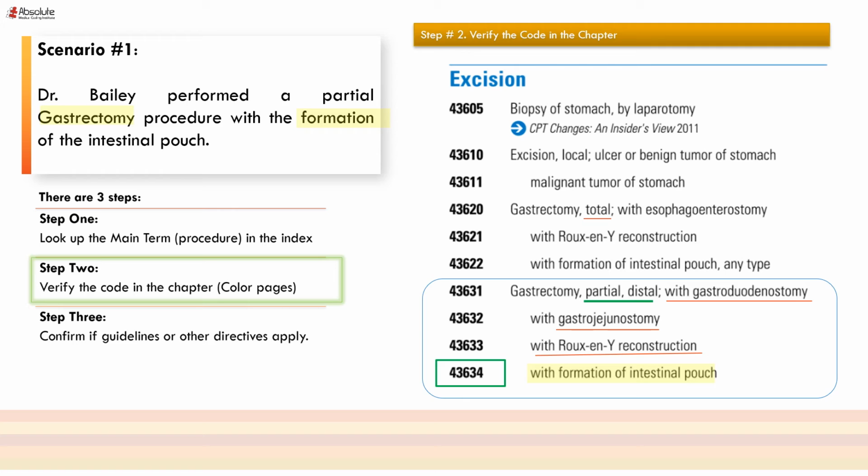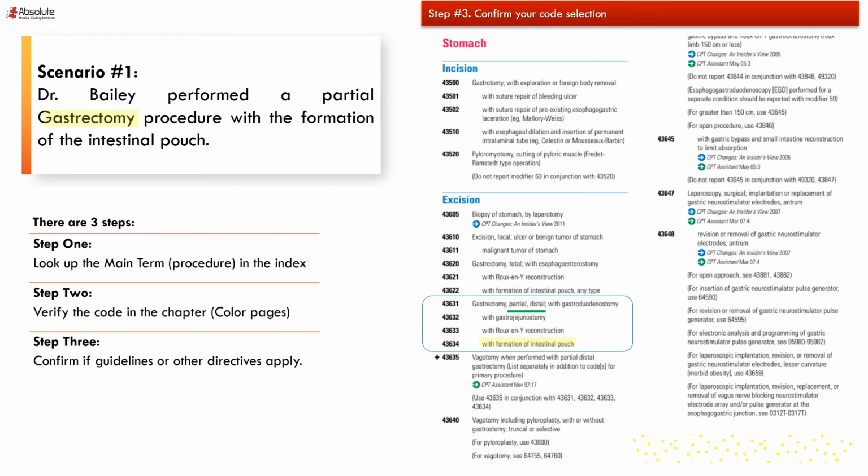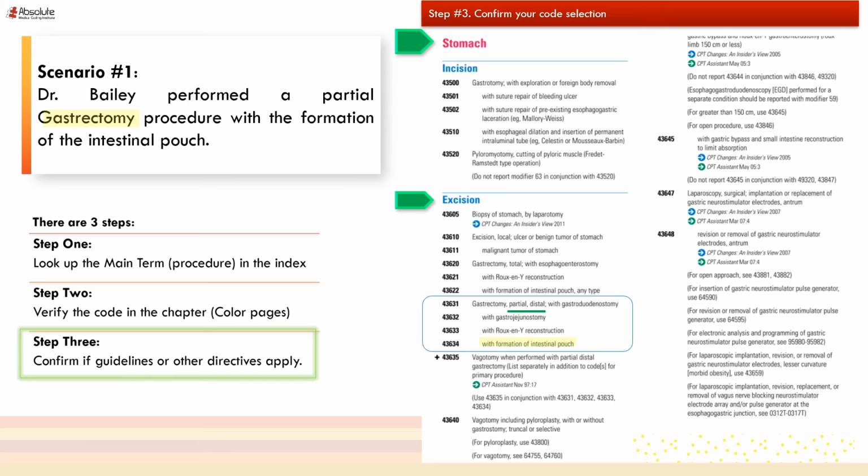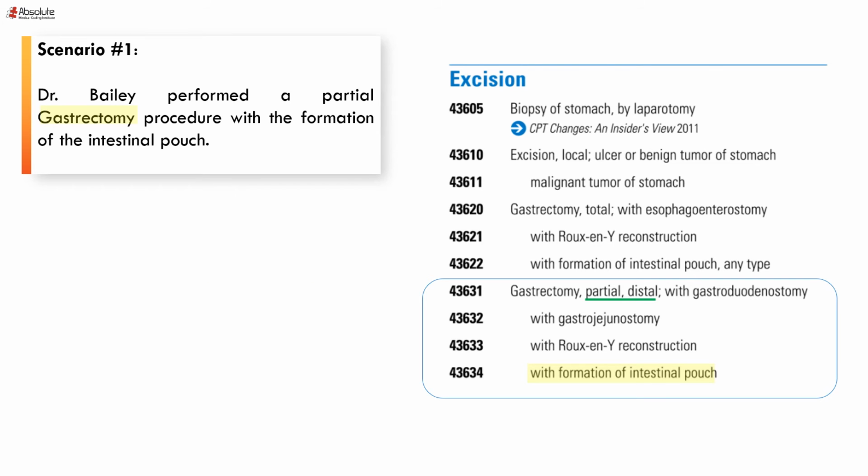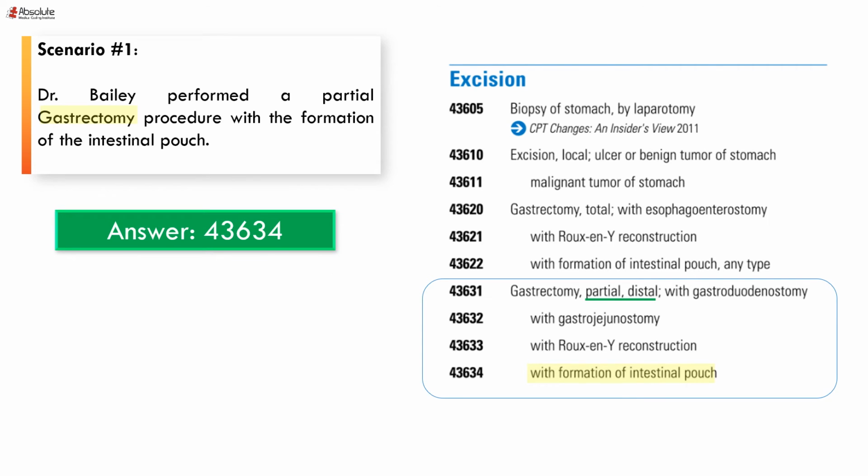Looks like we are getting there, but we have to make sure we follow through with our step 3. We need to confirm if guidelines or other directives apply. And finally, we're confirming our code selection. So I included a full clipping here of the page so we can see if any guidelines apply. And so far it's looking good. Nothing applies. We're all clear. There's nothing in your category or subsection, and there's nothing in the code family itself. There's no parenthetical guideline involved. So guess what? We found our code. The answer for this scenario is going to be 43634.